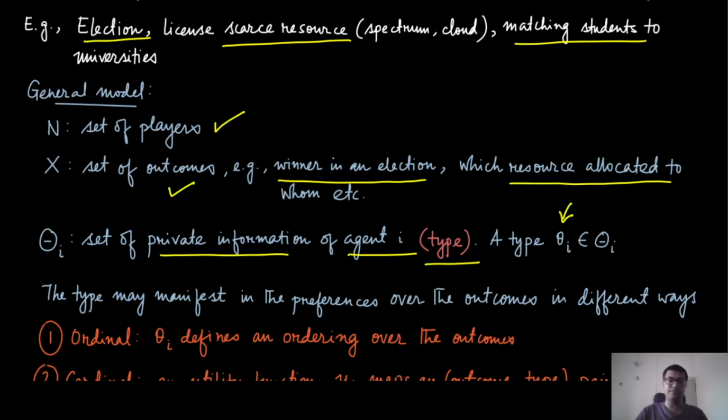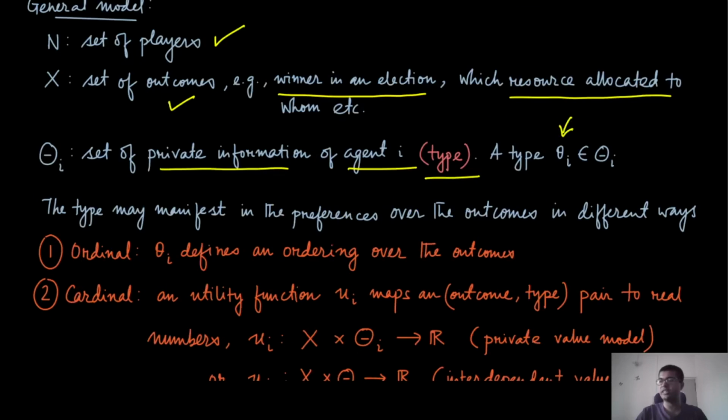Now, the way the type manifests the preferences of these players might be in two different ways that we are going to discuss in this course. It can be ordinal, that is, this theta I is just defining the ordering over these outcomes. It does not have any real value associated with it. Maybe in an election, a particular voter likes candidate A over B over C. That will be considered an ordinal preference of that individual.